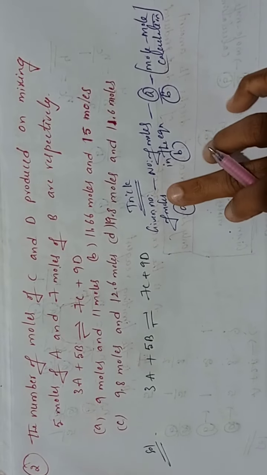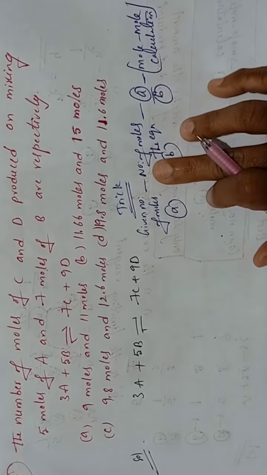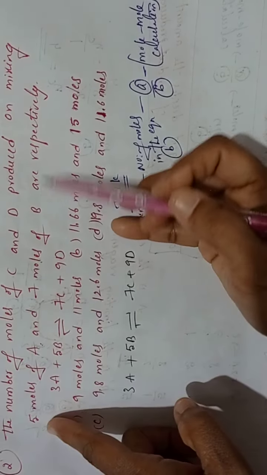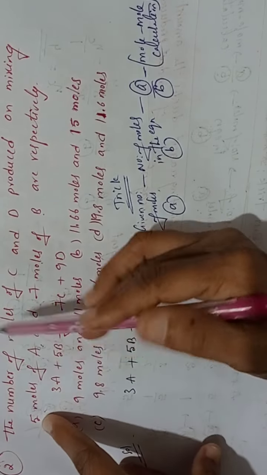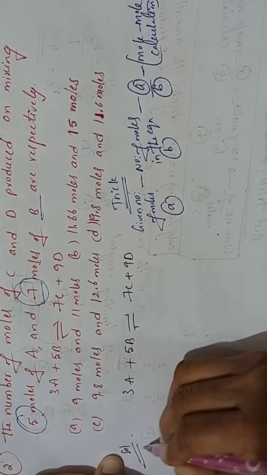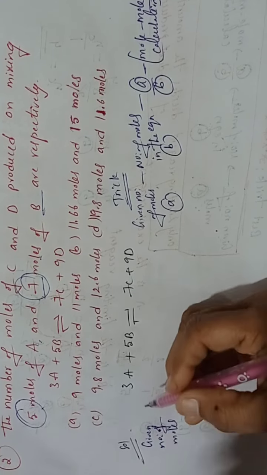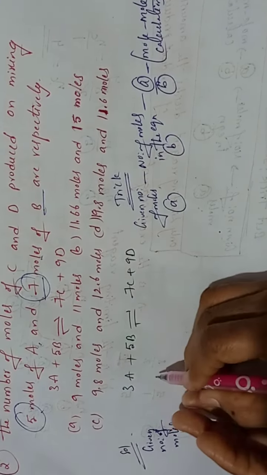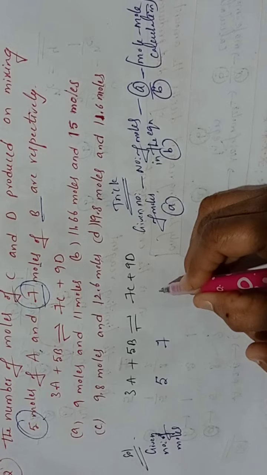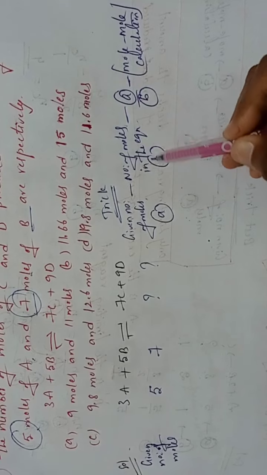First, you have to take the given number of moles. How many moles are given? A moles and B moles are given. A is 5 moles, and B is 7 moles. C and D we have to find, so that's a question mark. And next, second step: the number of moles in the equation.